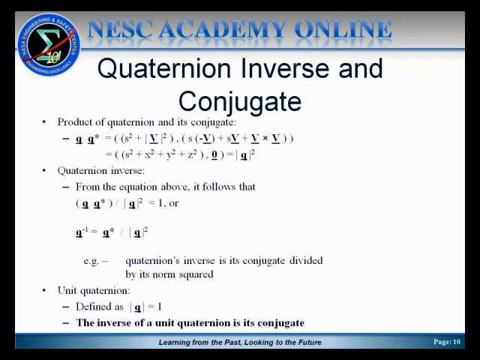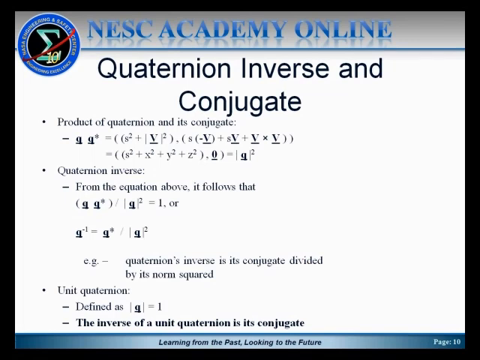A quaternion has an inverse as well as a conjugate, and how are they related? The product of the quaternion and its conjugate can be written as shown here. If q star represents the conjugate of the quaternion as defined on the previous page, then the product of q and q star, going back to the form that was shown several slides ago, you can show that it results in a quaternion with zero vector part and the scalar part as the sum of the squares of the elements of the quaternion.